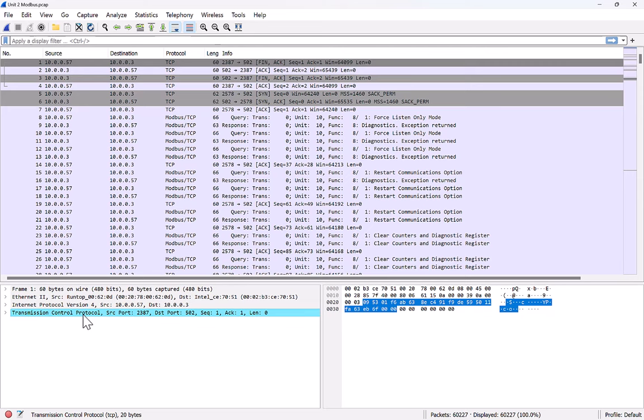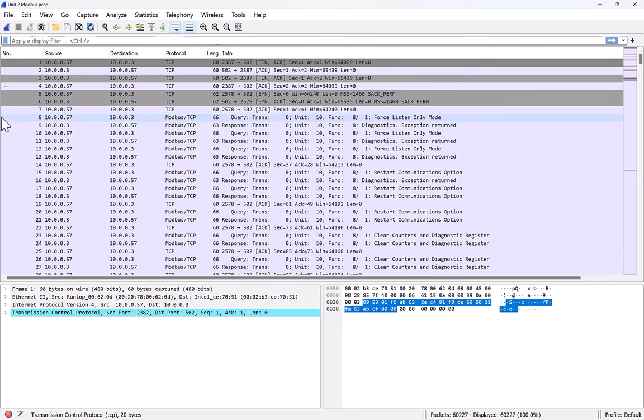And then again, we can see, sure, the source port of 2387, not as meaningful. What we're really looking for is the destination port, and we see TCP 502. So more than likely, especially in this scenario, it's going to be Modbus. So we know there's a Modbus server or a Modbus endpoint there. Right? So that's what we're seeing in Wireshark.